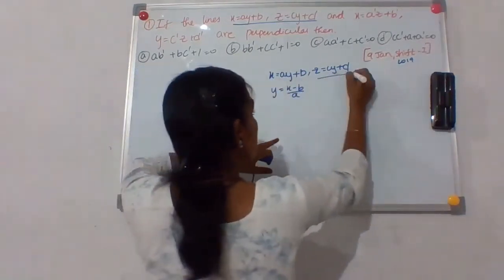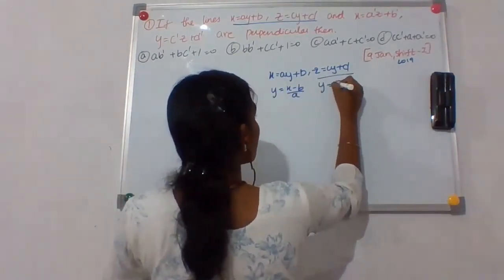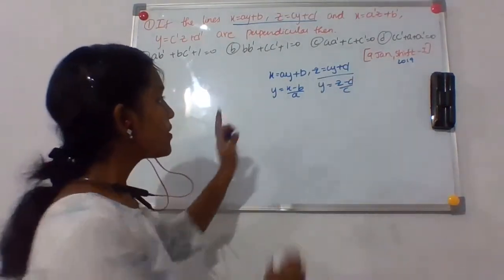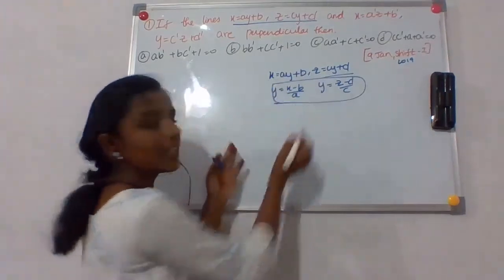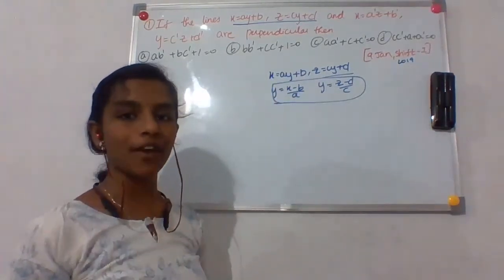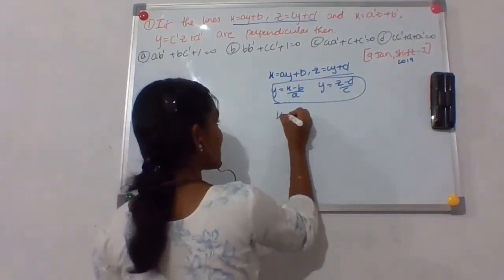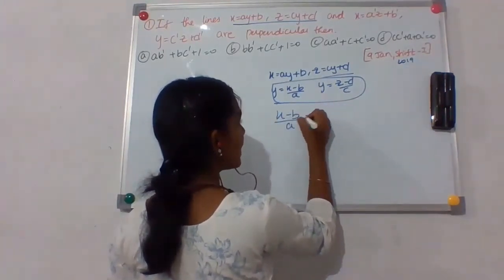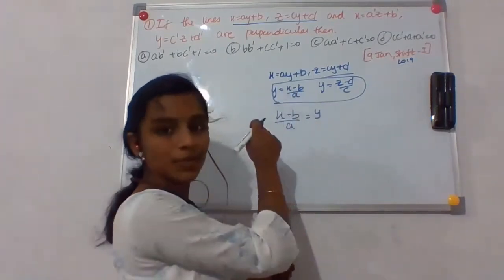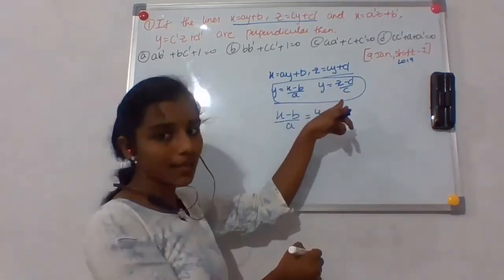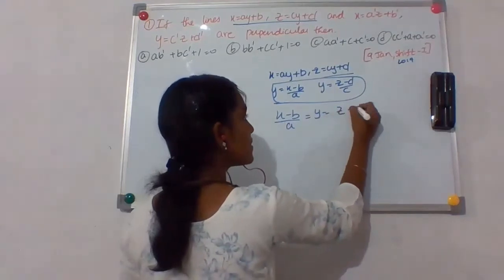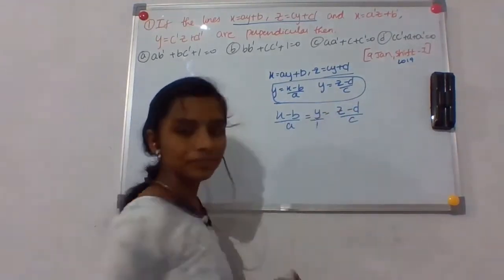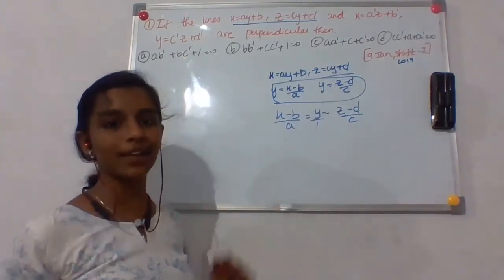Now from this equation, what is the value of y? y is equals to z minus d by c. So from this, if I join both of them, I get the equation of the line. What is it? x minus b by a is equals to y, and the same y is equals to z minus d by c. Okay. So I can write it as 1. So that is the equation of the line over here.